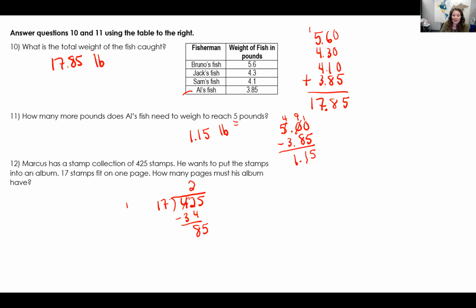Let's see, I think it might be 5. 5 times 7 is 35. Carry the 3. 5 times 1 is 5, plus 3 is 8. How many pages must his album have? The answer is 25 pages.